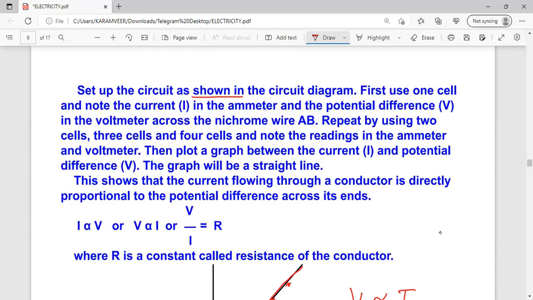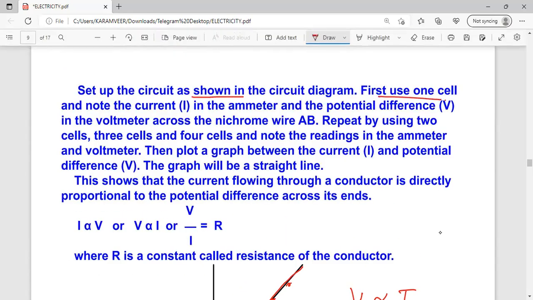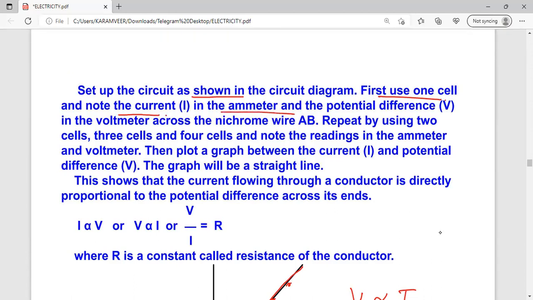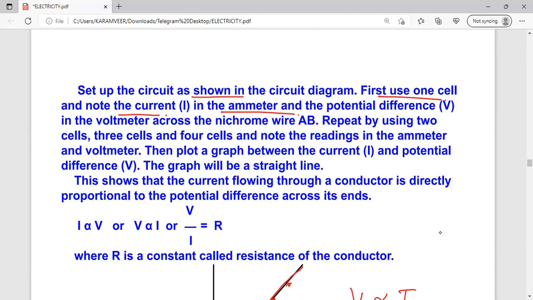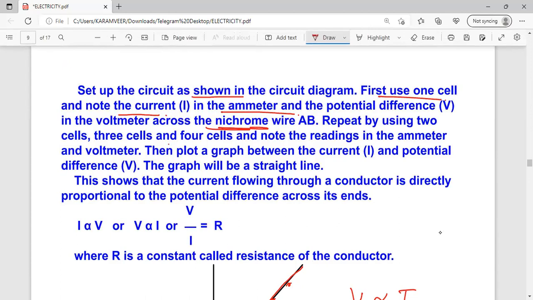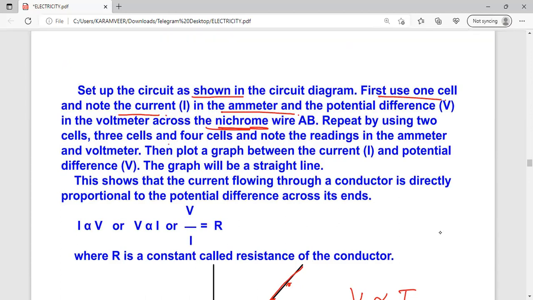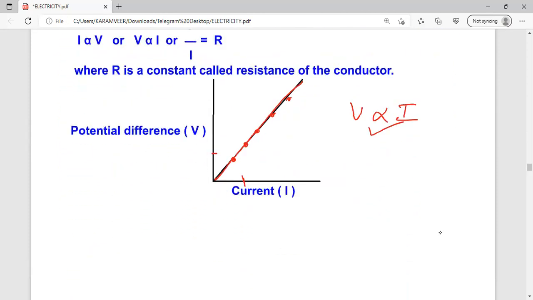So set up the circuit as shown in the circuit diagram. First use one cell and note the current in the ammeter and the potential difference in the voltmeter. So we are doing it with the nichrome wire AB. Repeat by using 2 cells, 3 cells, 4 cells, and again note the readings of ammeter and voltmeter. Then you have to plot a graph between V and I that will be a straight line. Straight line graph means it is directly proportional. So I is directly proportional to V. R is called the resistance of the conductor.